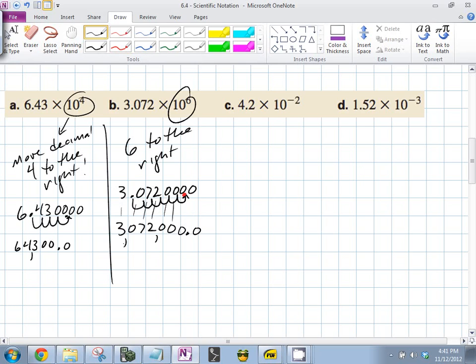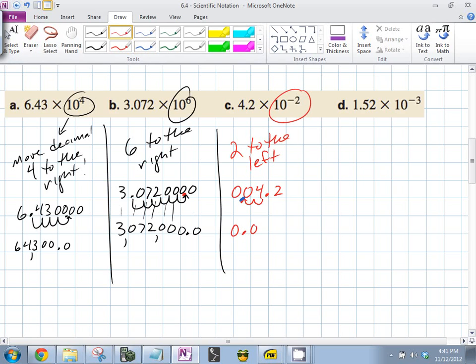And the -2 just means 2 to the left. So put the zeros on the other side. So this is our original number, and move it 2 to the left. 1, 2. So the decimal place is now here. So our final answer is going to be 0.042.